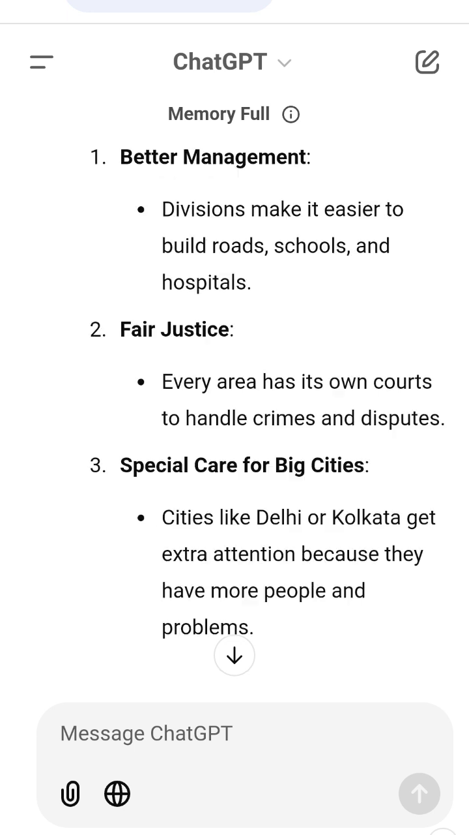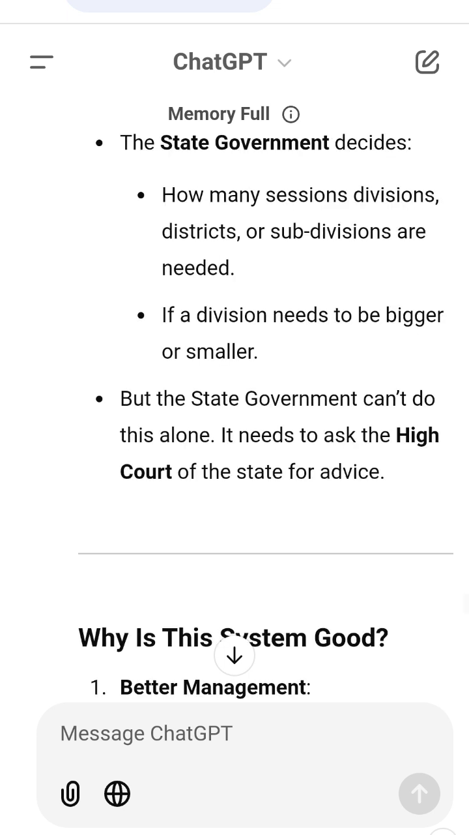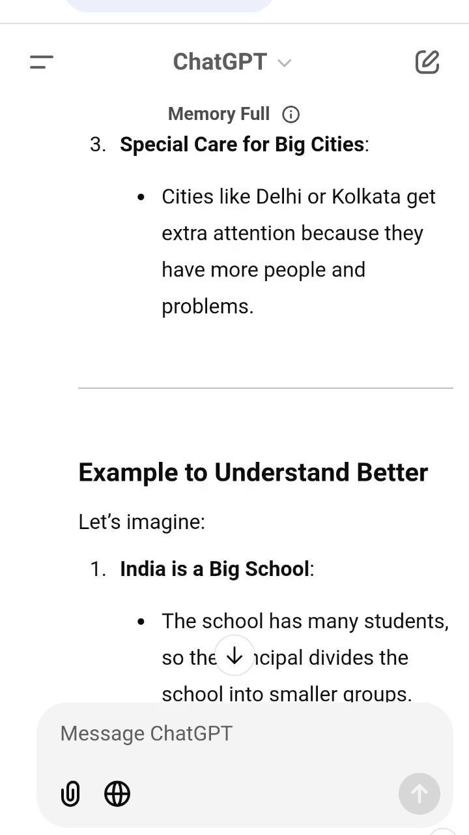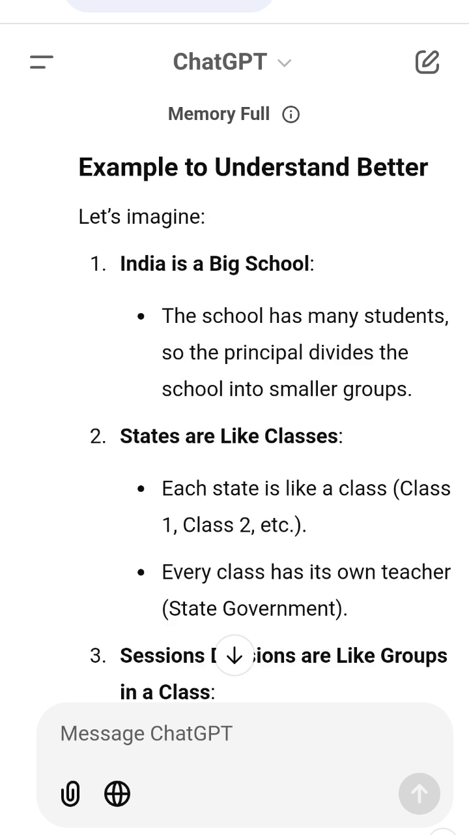3. Sessions divisions are like groups in a class. Each class is further divided into smaller groups, Group A, Group B. 4. Districts are like rows in a group. Each group is divided into rows and every row has a monitor to manage it. 5. Metropolitan areas are like VIP students. Big cities like Mumbai are like special students who get extra attention.